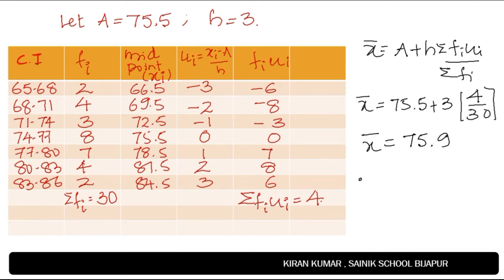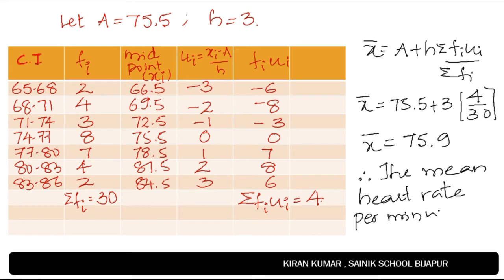Therefore, the mean heart rate per minute is 75.9.